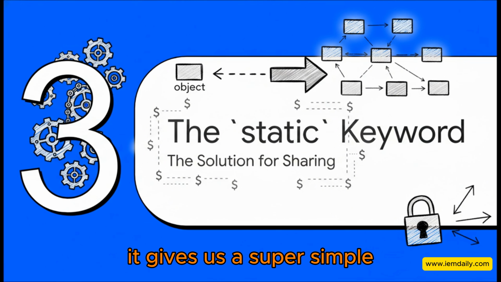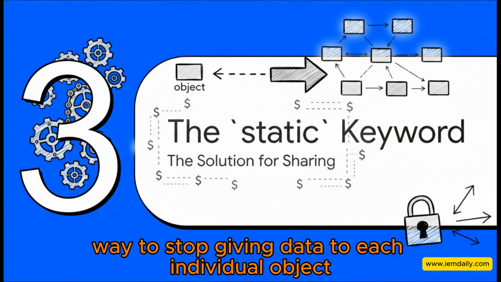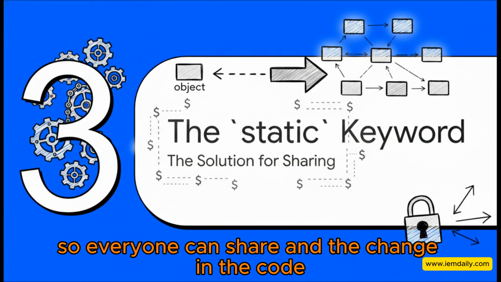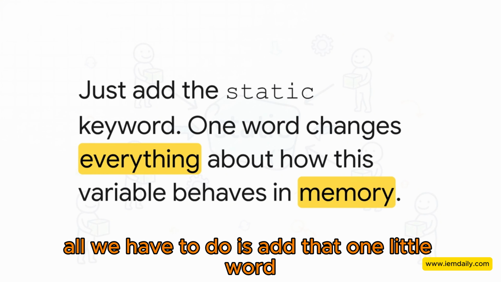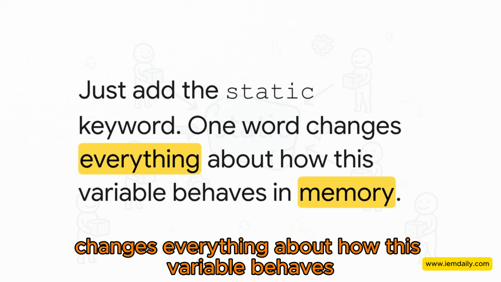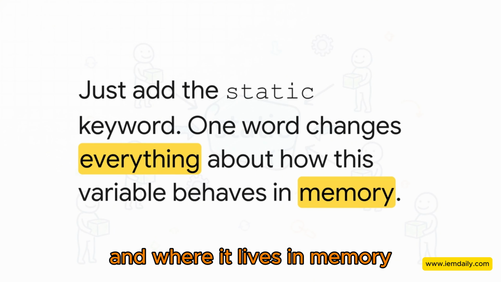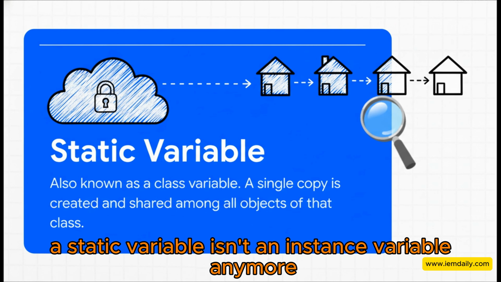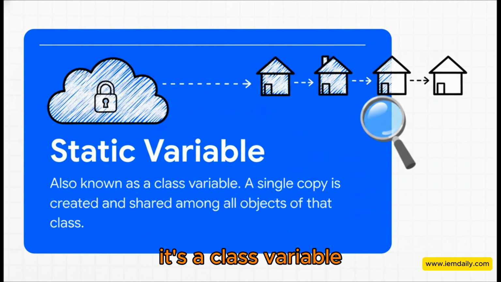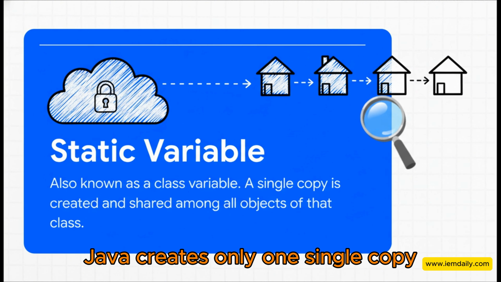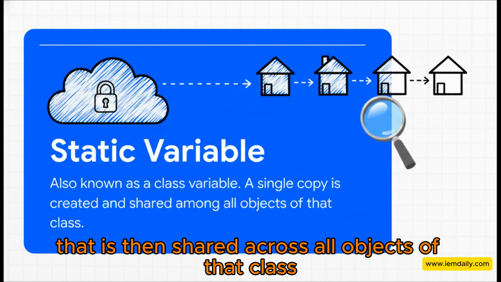It gives us a super simple, really elegant way to stop giving data to each individual object and instead give it to the class itself so everyone can share. And the change in the code? It's incredibly simple. All we have to do is add that one little word, static, right before the variable declaration. That's it. One word literally changes everything about how this variable behaves and where it lives in memory. This is the core concept right here. A static variable isn't an instance variable anymore. It's a class variable. So instead of making a new copy for every single object, Java creates only one single copy that is then shared across all objects of that class.